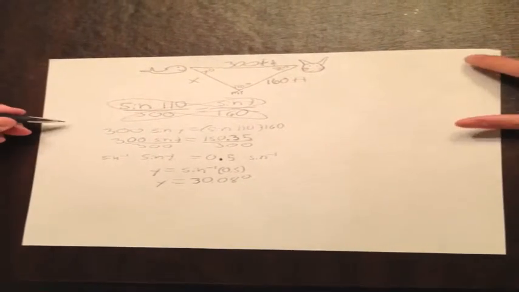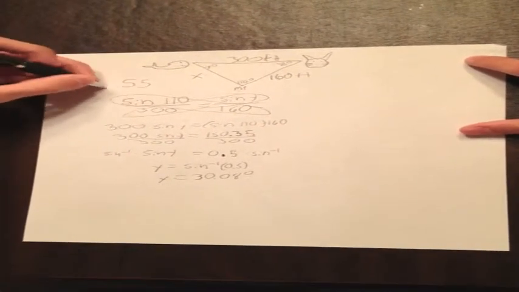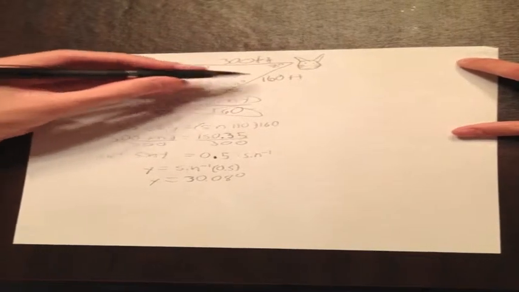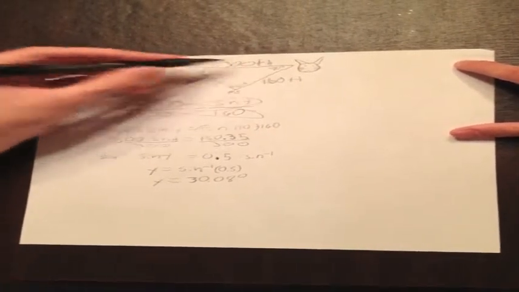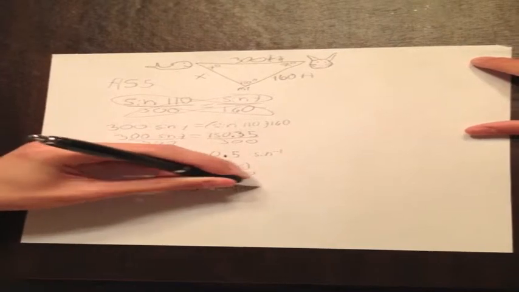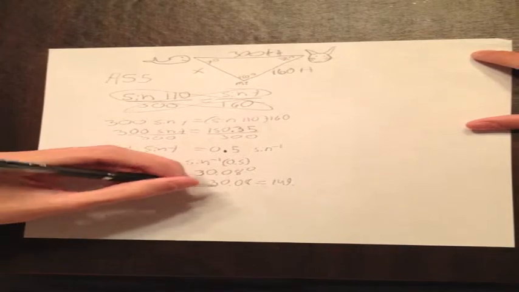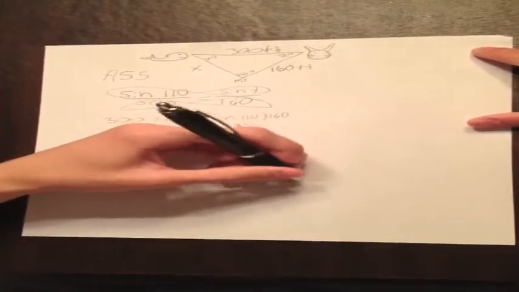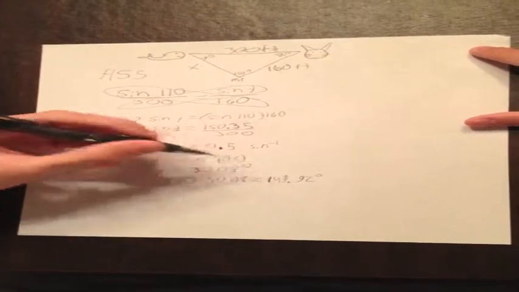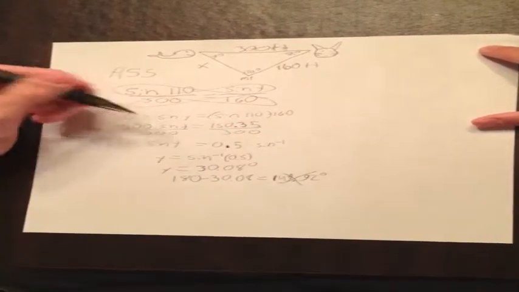But we have an ambiguous case here because it was angle side side, or side side angle, whatever one you want to think about. So we have to do 180 minus that 30.08. And it turns out that we will get about 149.92 degrees. But if we add this to 110, that's more than 180, so we can't do that.